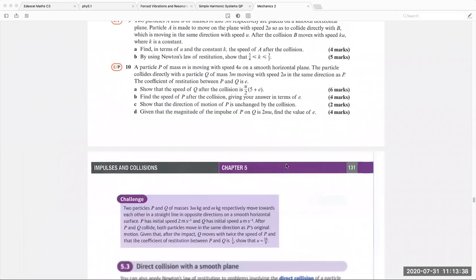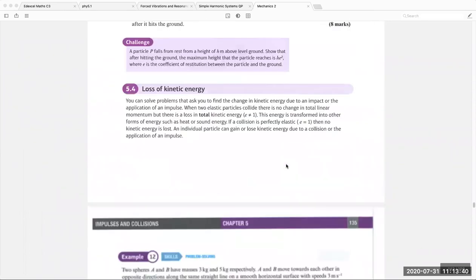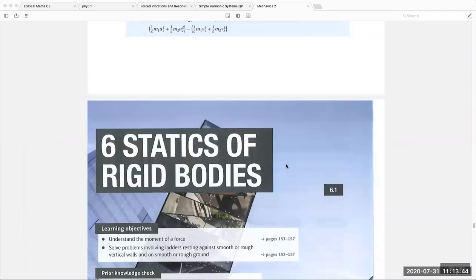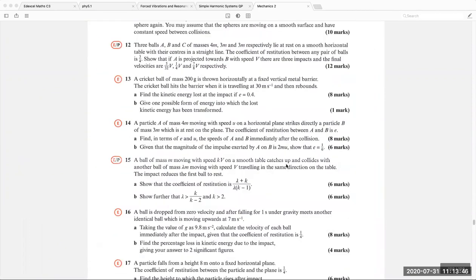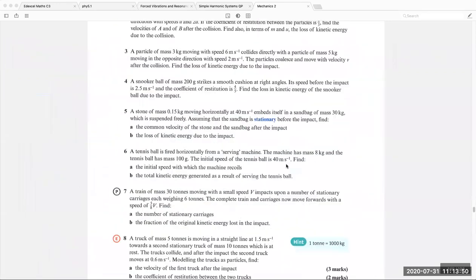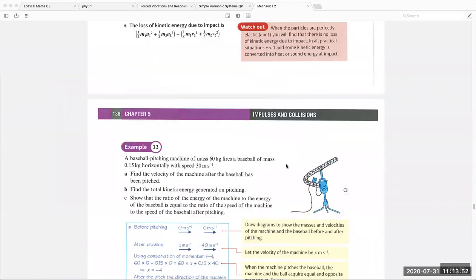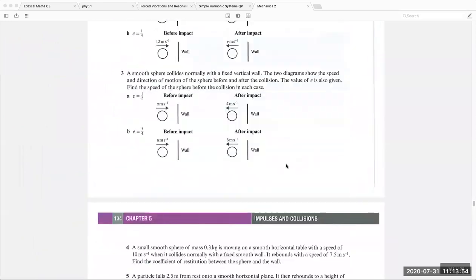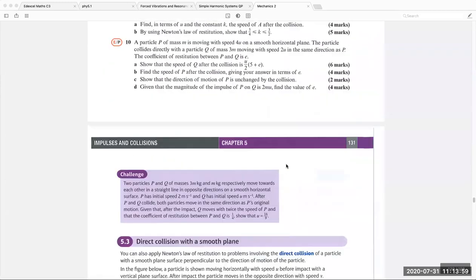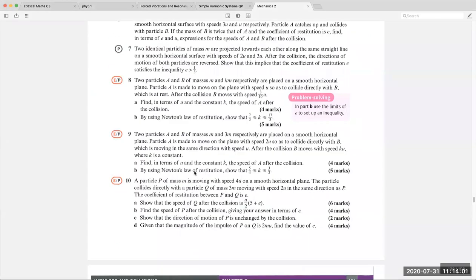So let me have a look. We finish this chapter next time, and then I'll give you a question. Eh? Oh, we're so slow actually. This one? Yeah, this one. Question 10.